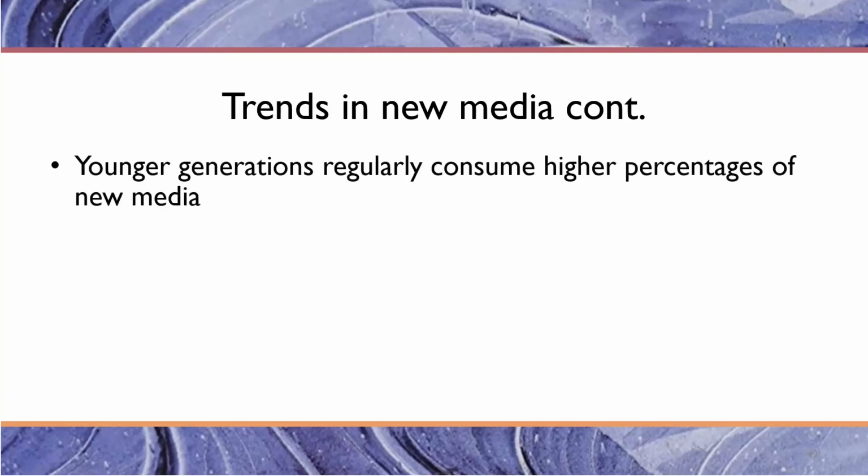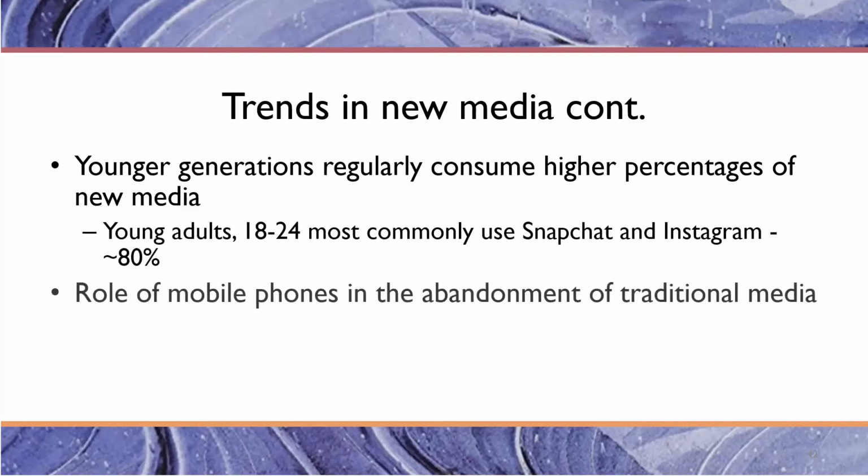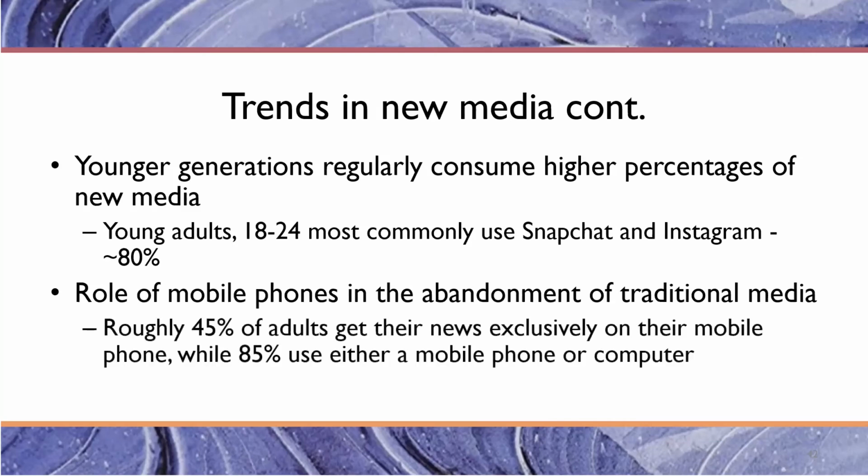At the same time, younger generations are consuming higher percentages of news media. Young adults are more commonly using Snapchat and Instagram. The role of mobile phones in the abandonment of traditional news media is really obvious. 45% of adults get their news exclusively on their mobile phone. 85% of us get it on a mobile phone or a computer.